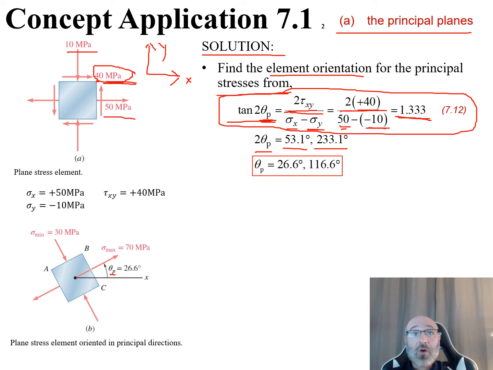Well, then we can divide both sides by 2. So our theta sub p is equal to either 26.6 or 116.6 degrees. So we come down here, if it's below 90, as we see down here in this D, we have our plane stress element oriented in the principal directions. Then this is our theta p that now we can plug in that numeric value for.